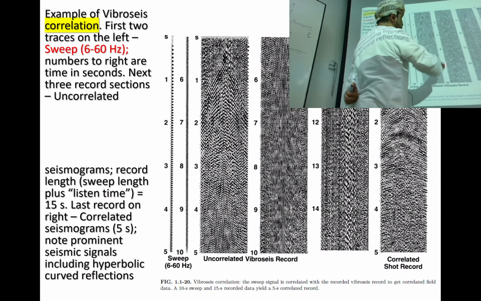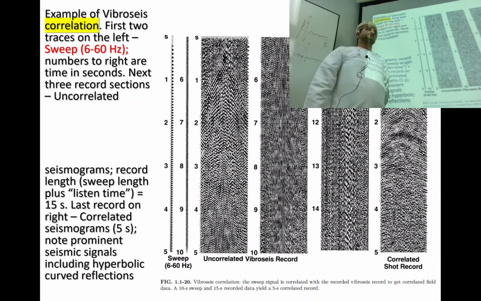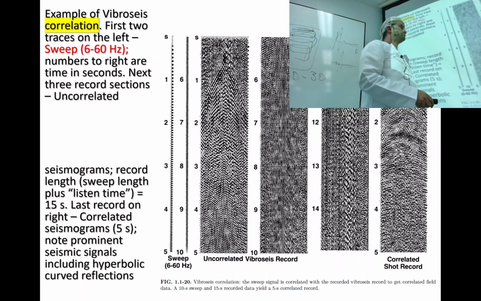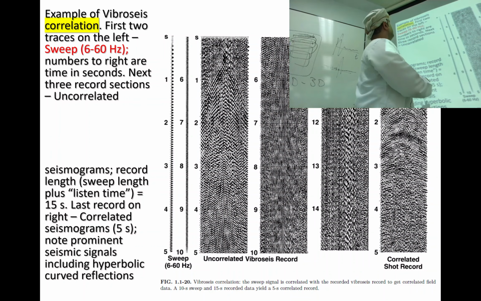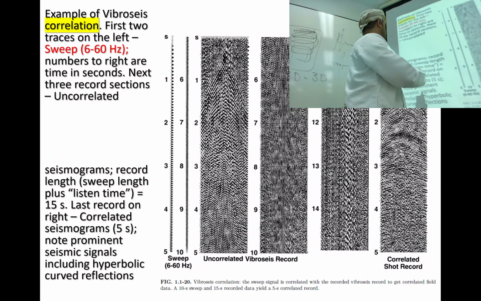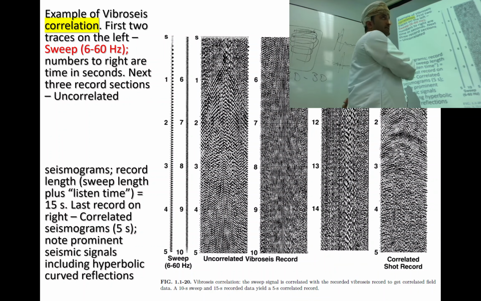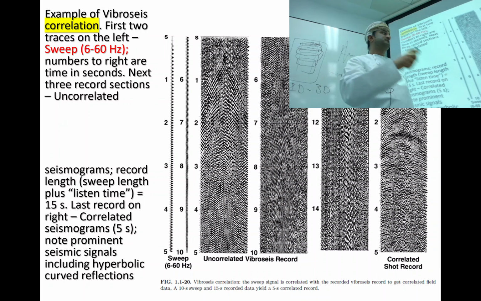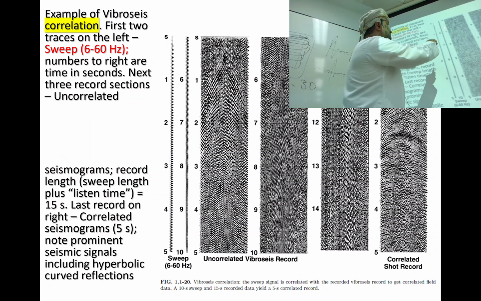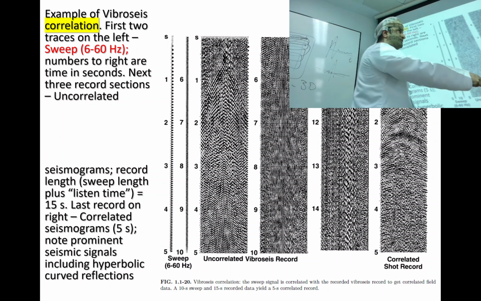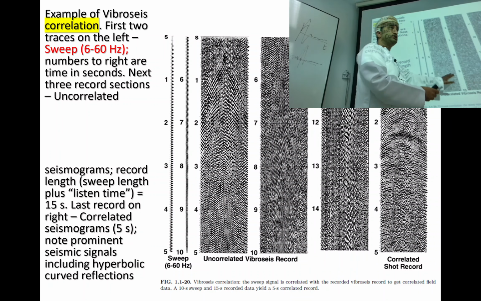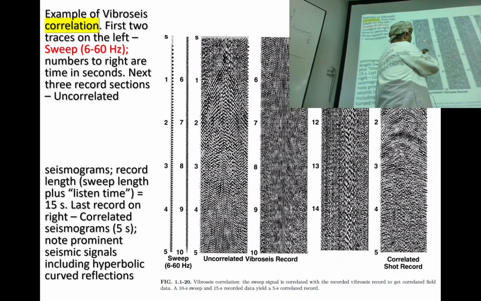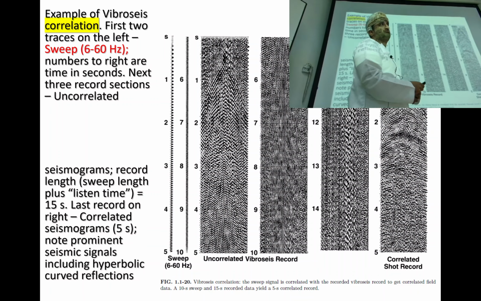1, 2, 3. My recording time is 15 seconds, the listening time. I let the geophones record for how long? 15 seconds. So it's starting from 1 second, 2, 3, 4, and so on, up until 15 seconds. So this is a long section, long record, but my question, can you discern anything? No.